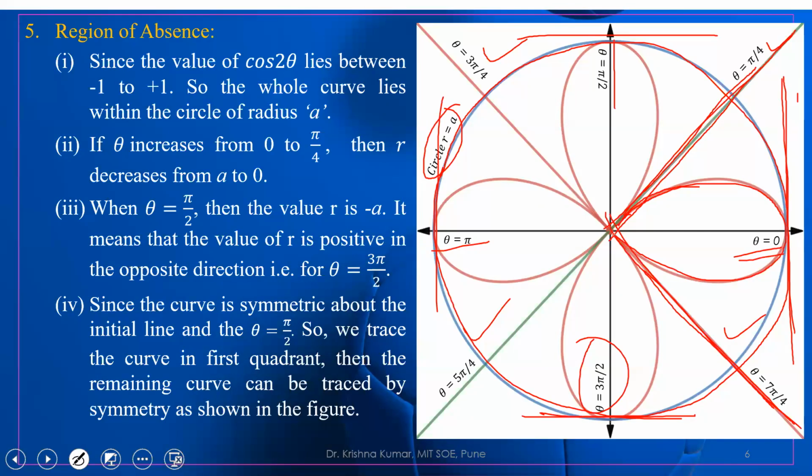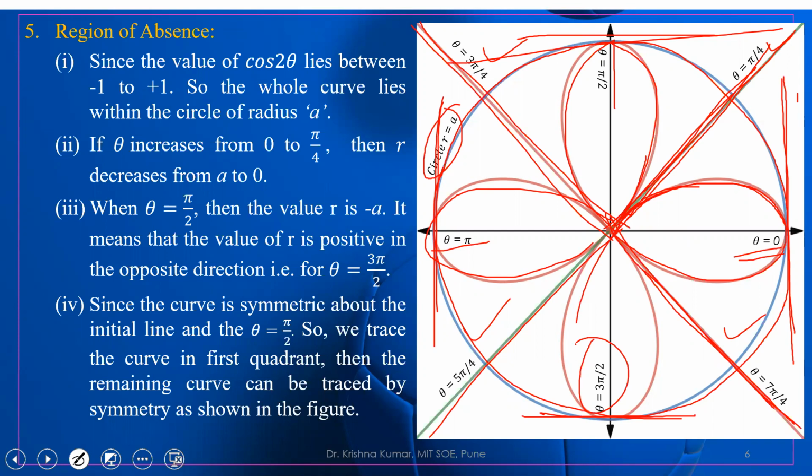Since the curve is symmetric, if we trace this part only, then we are able to trace this part. Again, this is one tangent, this is the tangent, this is the tangent, and this is the tangent. So again, the loop will lie on this side, in this manner. Similarly, this is tangent, and this is also tangent. We again get one loop. Again, there is this tangent and this tangent. So in this manner, we are able to trace the rose curve.